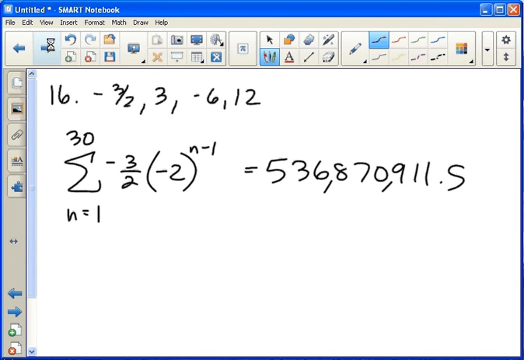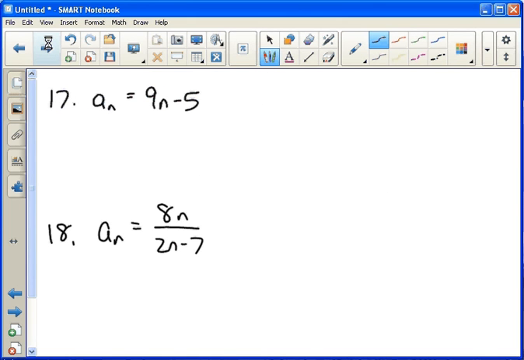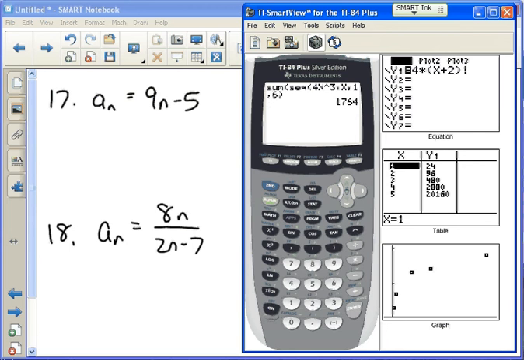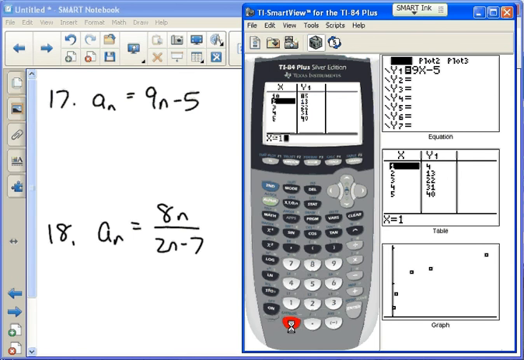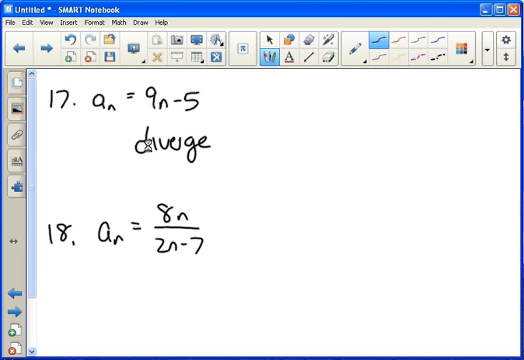17. Okay, to figure out if things converge or diverge, we're going to want to use our calculators. So I'm going to plug this equation in, so 9x minus 5, and then I want to go to the table. The question is, what's going to happen as we go out to infinity? As we get bigger and bigger, what happens? So we plug in 10, 100, 1,000, and then kind of see what happens. So as you can see, the numbers in the y are just getting larger and larger. So they are also going to infinity, which means diverge. If you're going to infinity, it's diverge. If you're going to a number, it's converge. So, sorry, wrong thing. Let me do this next one.